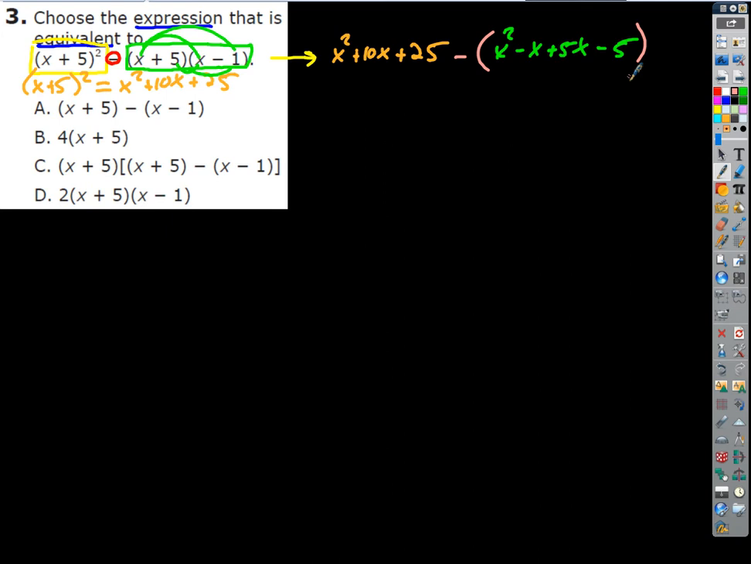Okay, so what do I do? Well, I want to just simplify this first of all. So I'm going to get x squared plus 10x plus 25 minus, and then if I simplify that, I can combine a couple of like terms, can't I? So I'm going to get x squared plus 4x minus 5, and now finally when I distribute the minus, what does that end up being?